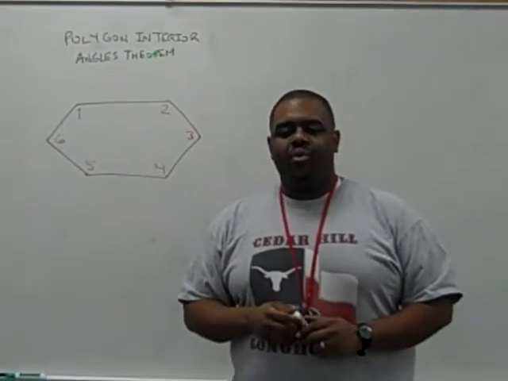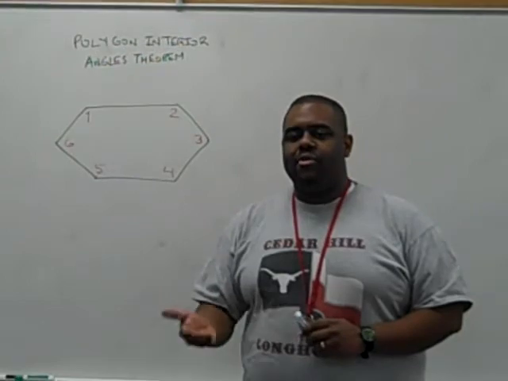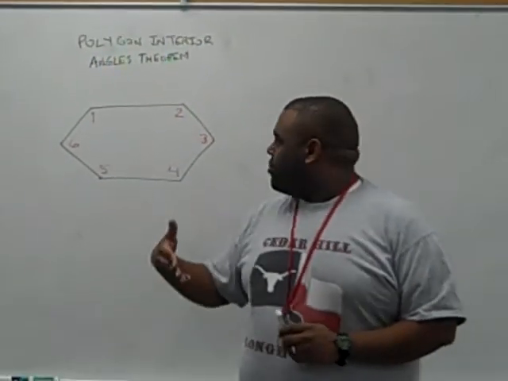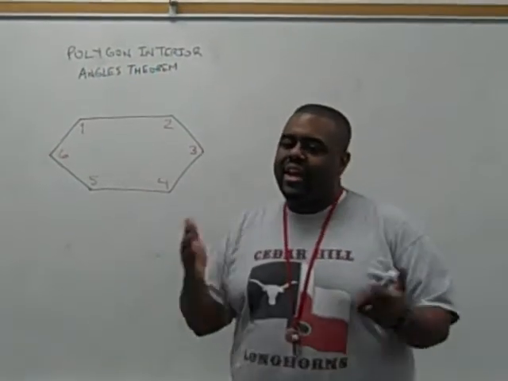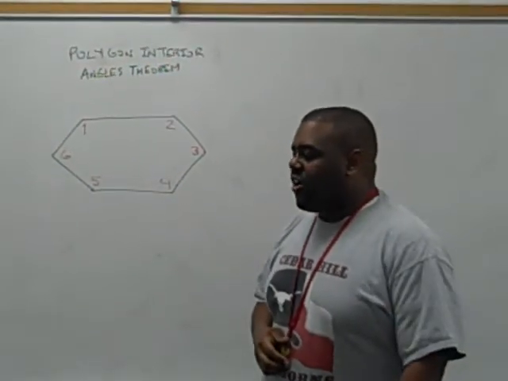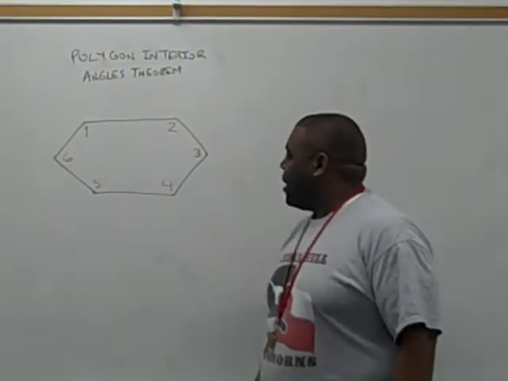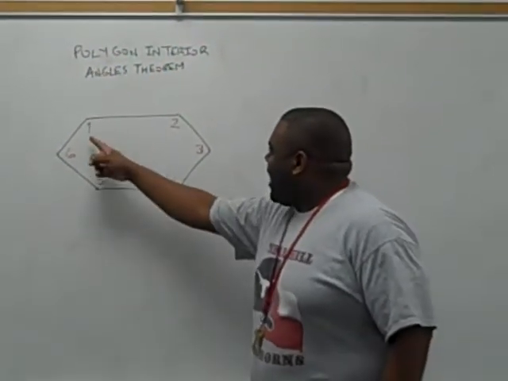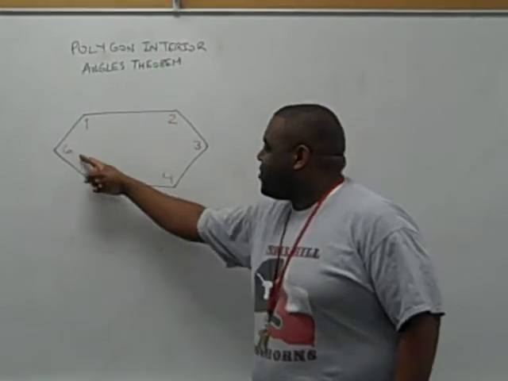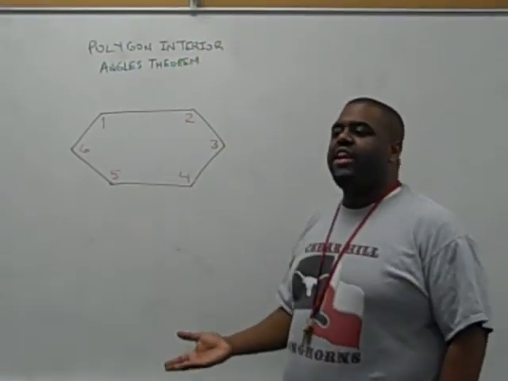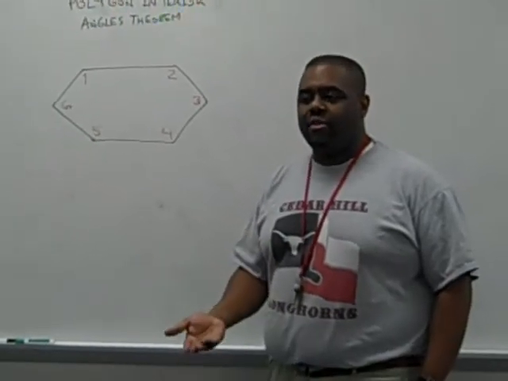All right, today we're going to learn about finding angle measurements in polygons. We'll talk about interior angles and we'll talk about exterior angles. But we'll first start off with interior angles. Notice here that I have a picture of a polygon. This polygon has 1, 2, 3, 4, 5, 6 angles. What we're going to do is find the sum of those interior angles.